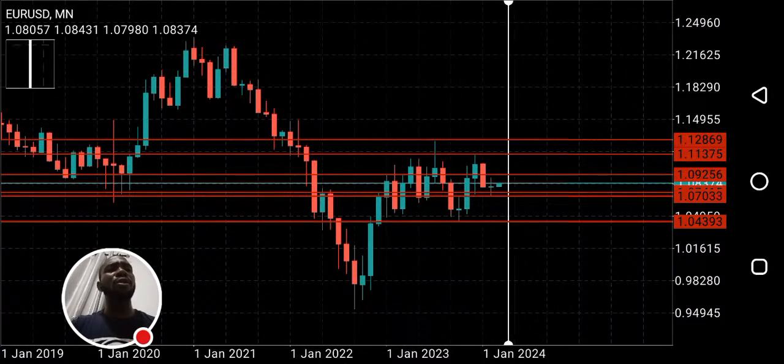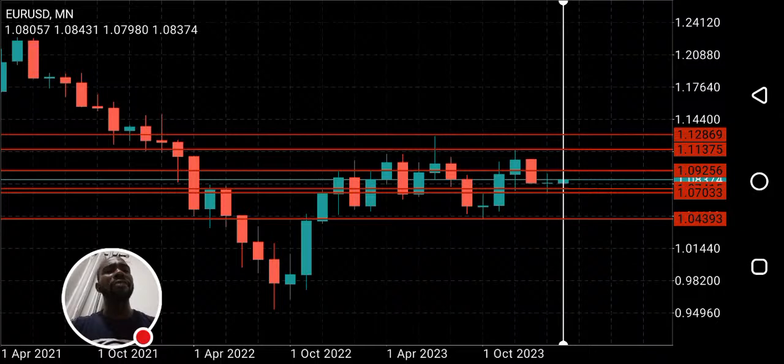So after the formation of a doji on the monthly time frame, the next thing we need to do is go down to the weekly time frame. And on the weekly time frame, we should identify a bullish reversal pattern. It could be engulfing, marubozu, inverted hammer, doji, or spinning bottom. If we see those patterns on the weekly time frame, that confirms that the trend for this new week will be bullish.